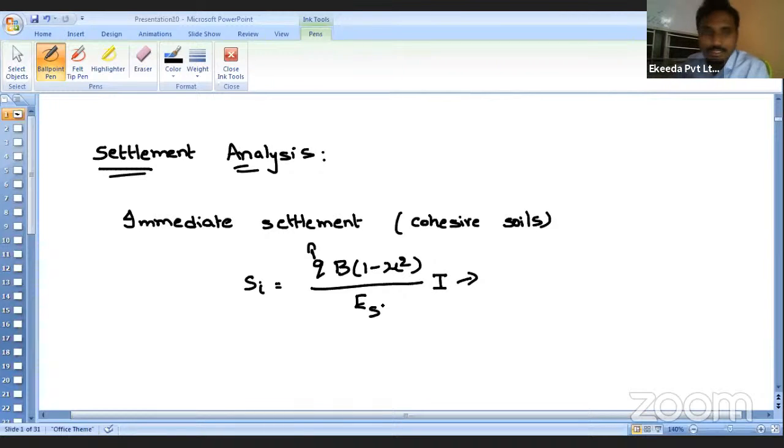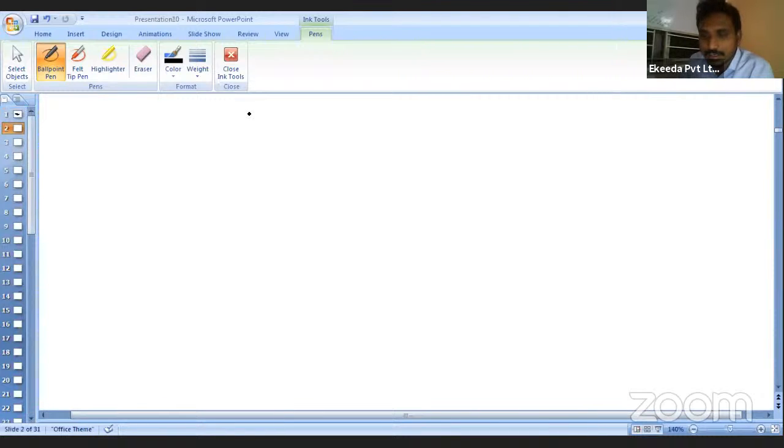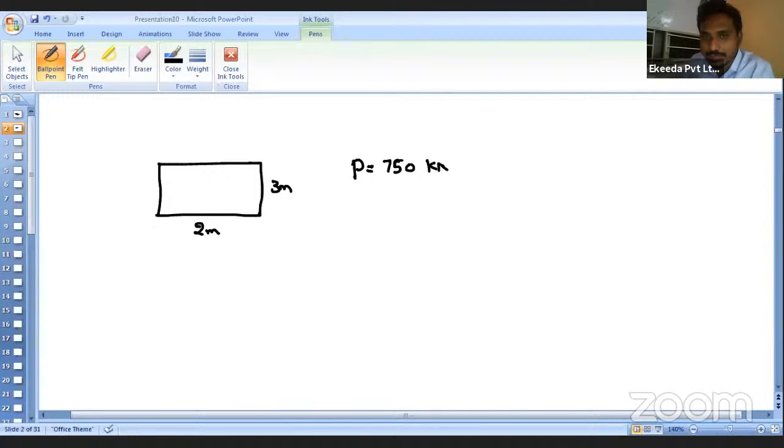Okay, let us see some of the problem. Suppose there is a foundation with dimensions of 2 meter by 3 meter, and the load acting on the foundation, P, is equal to 750 kilonewtons. Sorry, let us make it 650 kilonewtons.